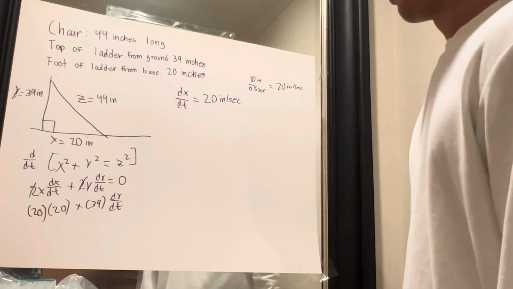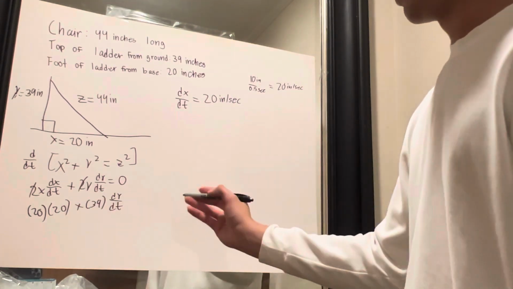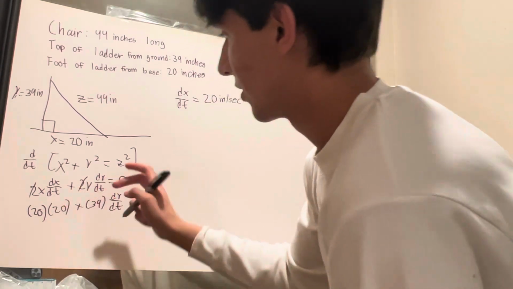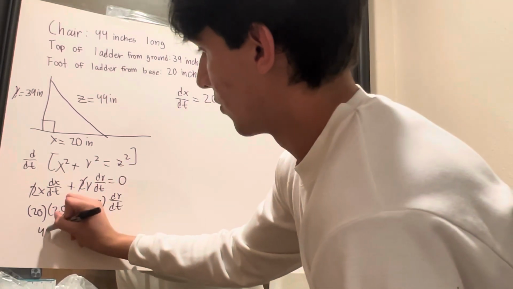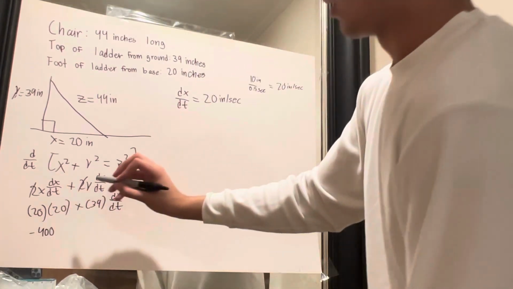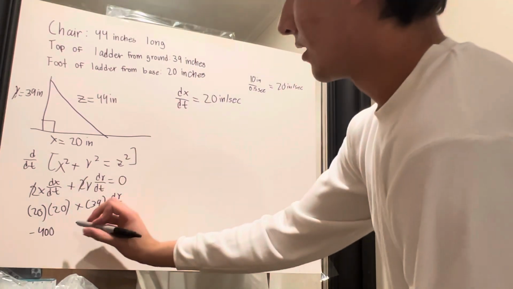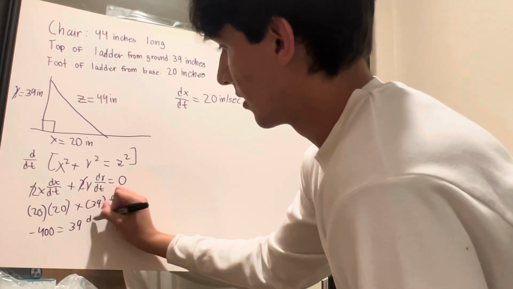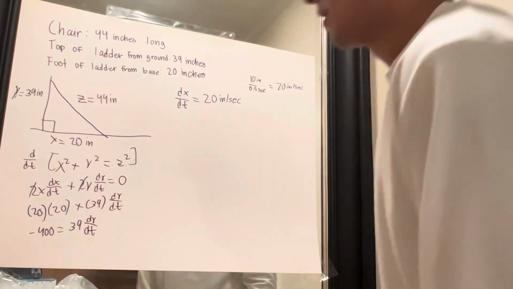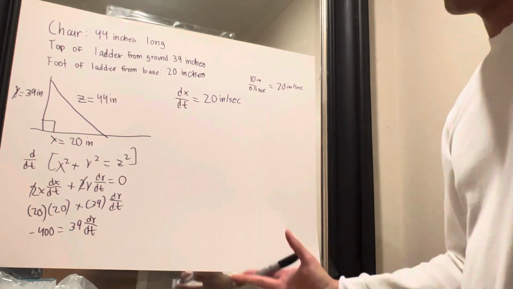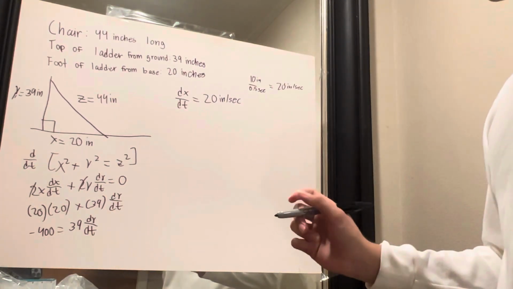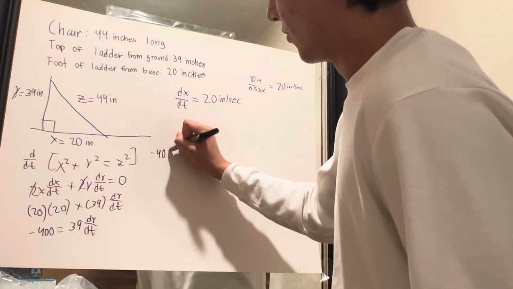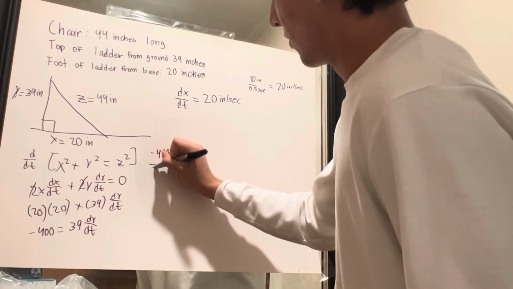So now what we can do is multiply 20 by 20, and that is 400, and then we'll move it to the other side. I'm just going to flip it around here. So we'll keep 400 on this side. It's actually negative because we moved it to the other side by subtracting. So negative 400 is equal to 39 dy dt. Okay, and then from here we just divide by 39 on the other side. So it's negative 400 over 39.